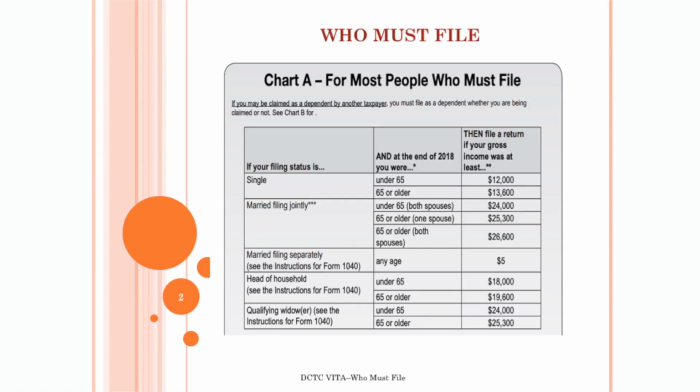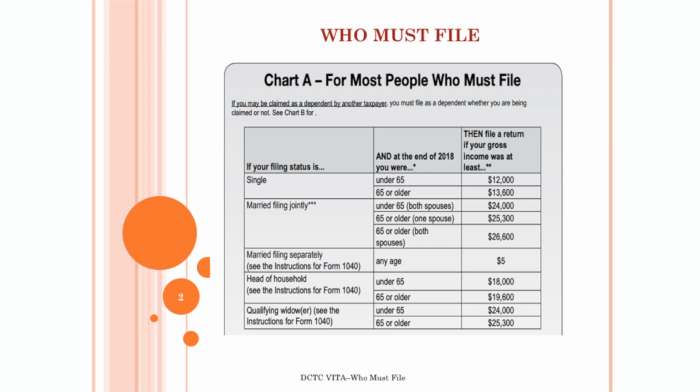Now, this is chart A, which is located in Publication 4012, one of our valuable resource books. This is chart A for most people who must file a return. You will notice the very first statement under the banner: if you can be claimed as a dependent on someone else's return, whether or not that actually happens, you will not use this chart. Let's just walk through the chart briefly.